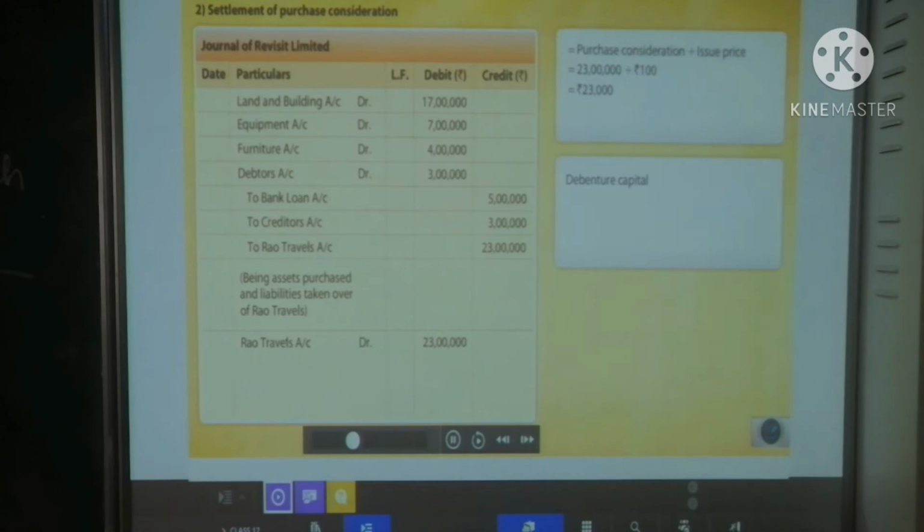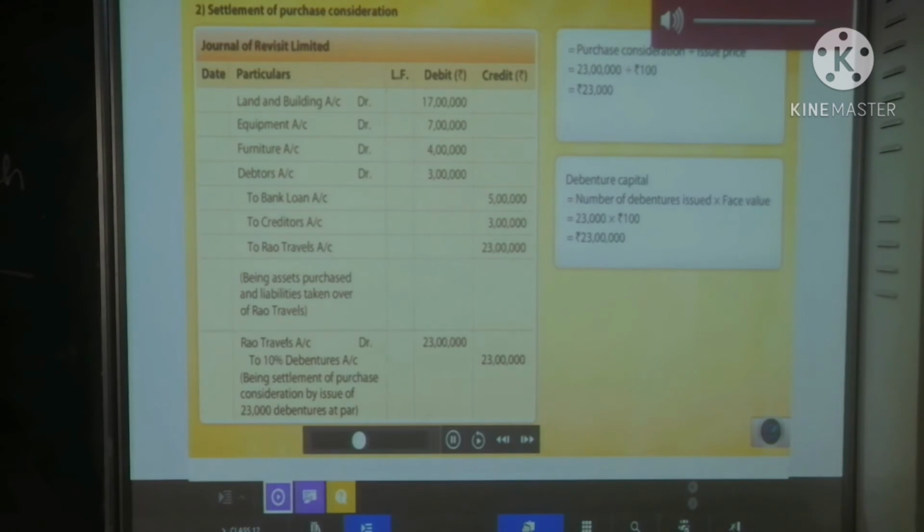Debenture capital is calculated as number of debentures issued multiplied by face value, which equals 23 lakh rupees. When the company issues debentures, its liability increases. Therefore, the 10% debentures account is credited.